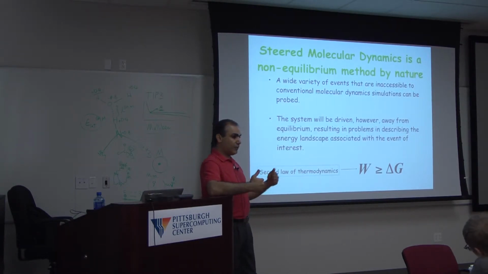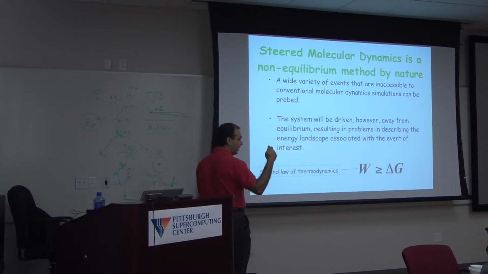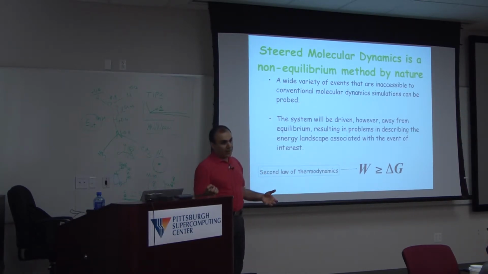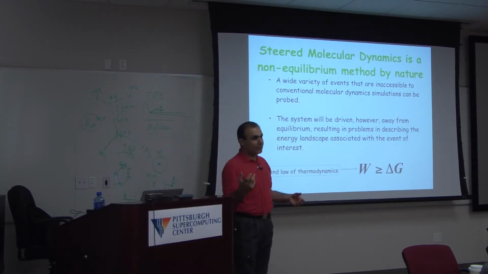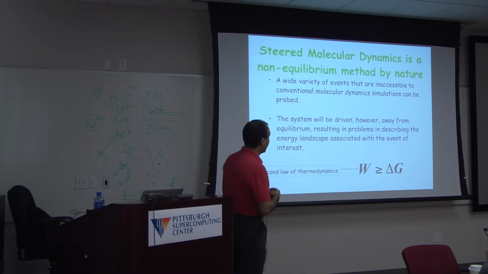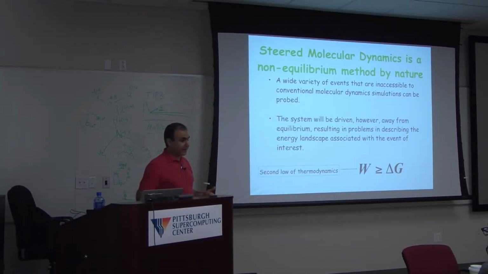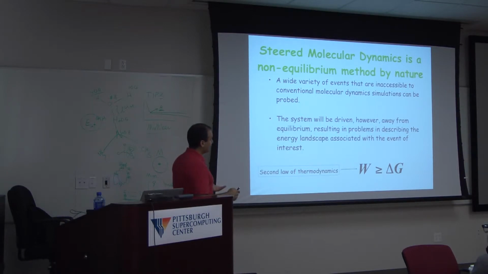You can separate the 2 ends of the protein. You can unfold the protein. You can pull a substrate out of its binding site and see how it comes out. You can look at permeation of substrates through channels. So a wide variety of molecular events can be accelerated by this method.